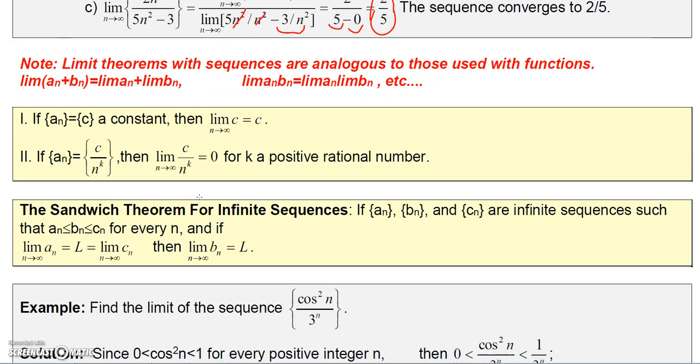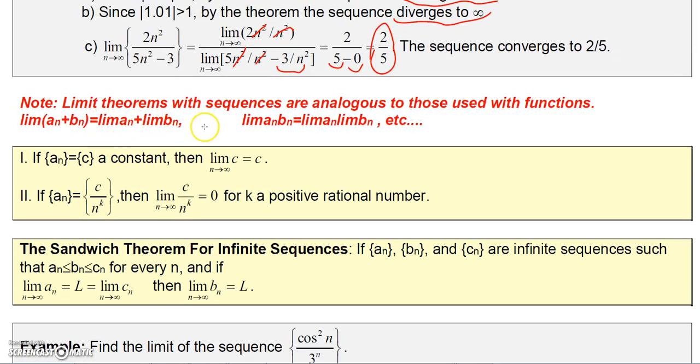Okay, just a quick note: limit theorems with sequences are actually analogous to those used with functions. So for instance, since the limit of the sum of two functions is equal to the sum of the limits, then the limit of the sum of two sequences is equal to the sum of those limits, and so forth. Same thing with a product, and so forth. So they're basically the same as limits with functions.